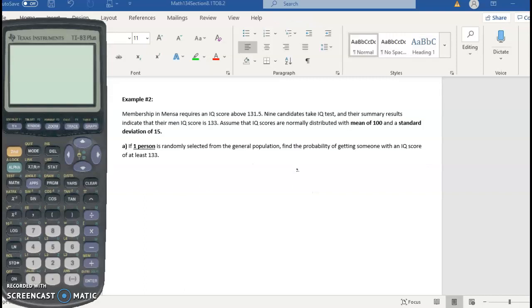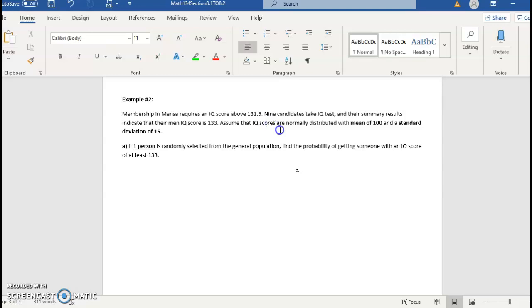Hello class, let's take a look at example 2. So take a second and read it. And here's the main idea. We know that they're talking about IQ scores, and we're told that they're bell-shaped. And not only are they bell-shaped, but the mean is 100 and the standard deviation is 15.